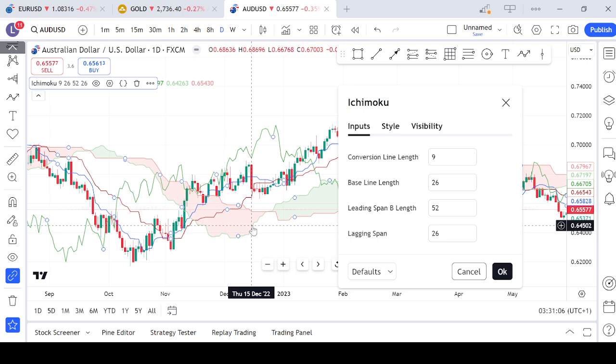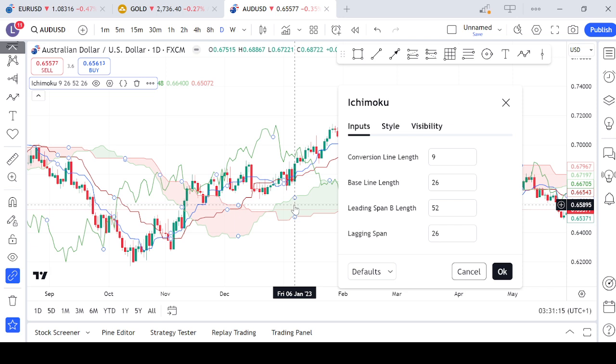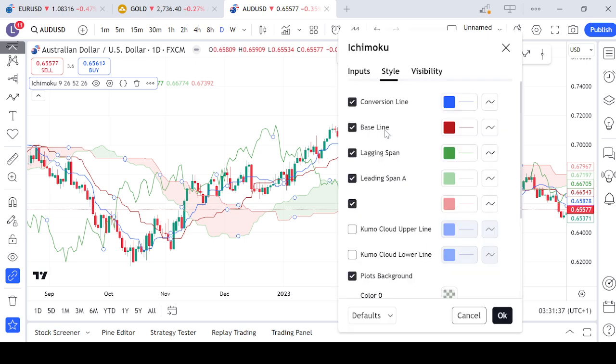Now the next is the Senkou span B, which is the leading span B, and it forms the other edge of the cloud, calculated as the midpoint of the 52-period high and low, also plotted 26 periods ahead. And the last is the Chikou span, which is the lagging span, the current closing price plotted 26 periods behind.